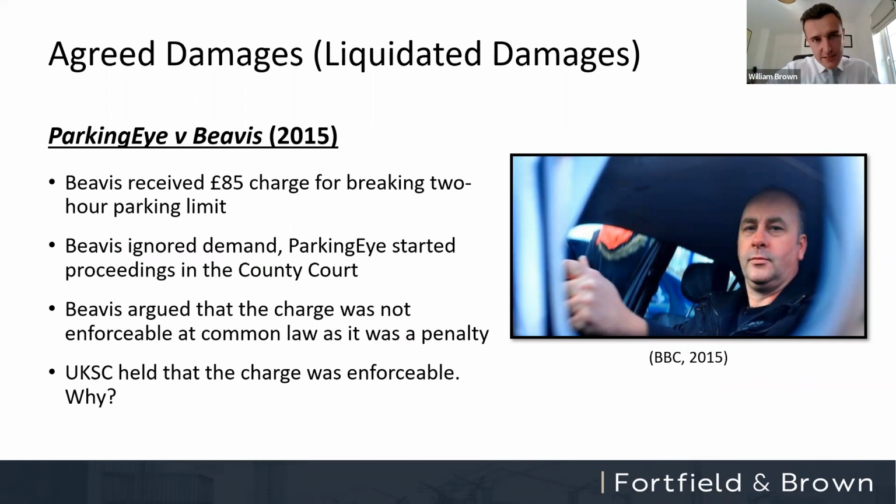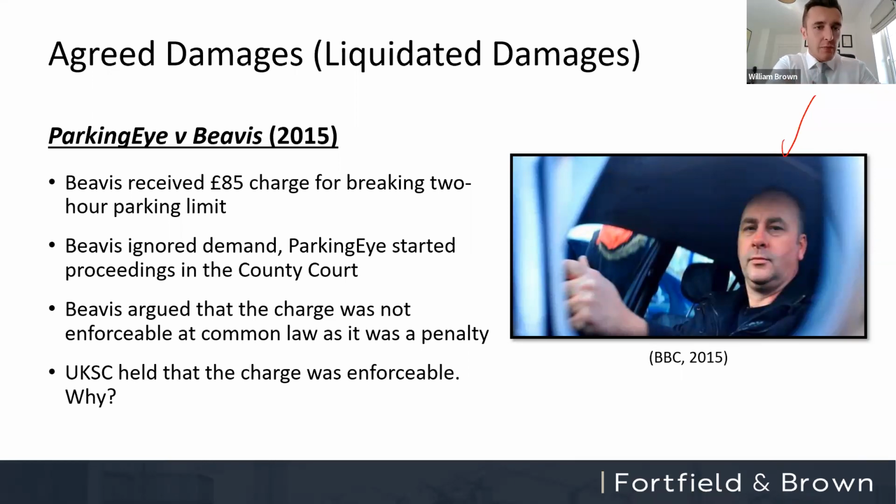So this was the Parking Eye and Beavis case, and this is Mr. Barry Beavis, who some of you might remember seeing this case in the news back in 2015, and the years in between. So the point is this: Mr. Barry Beavis received an £85 parking charge for breaking a 2-hour car parking limit. I believe he was parked up at the side of a chippy waiting for his chips, and he overstayed his welcome and he received an £85 charge.